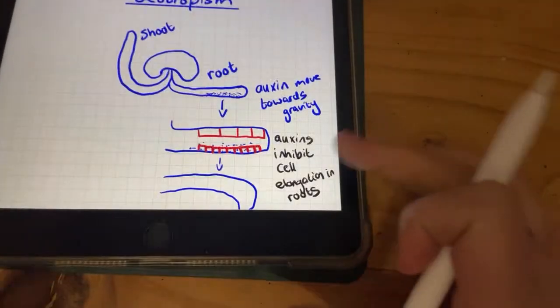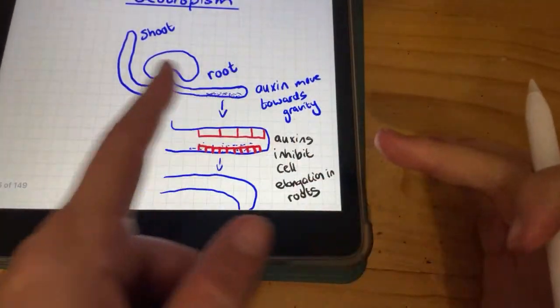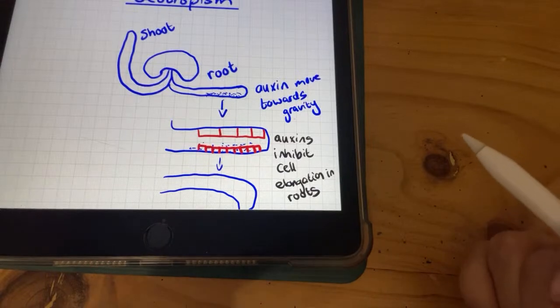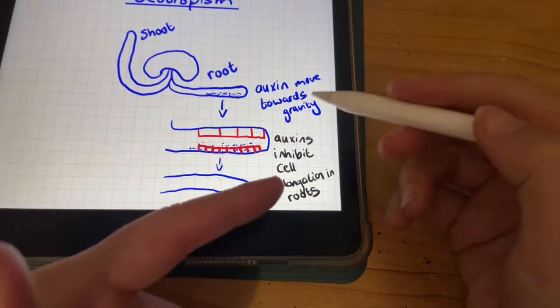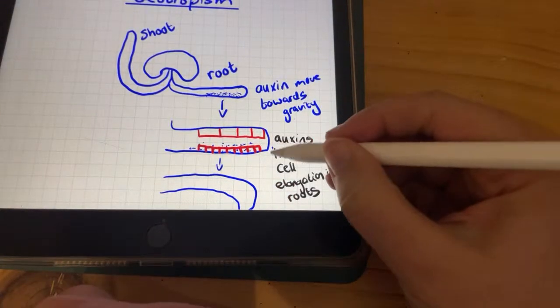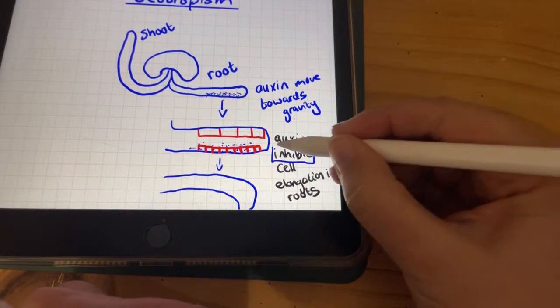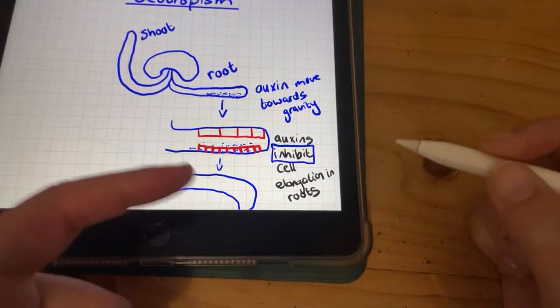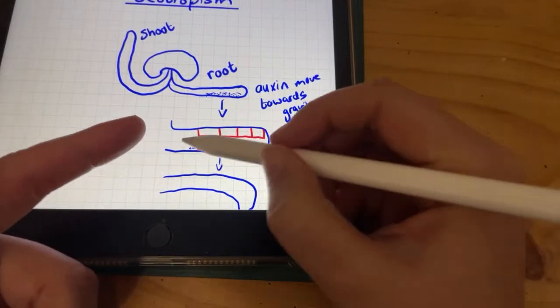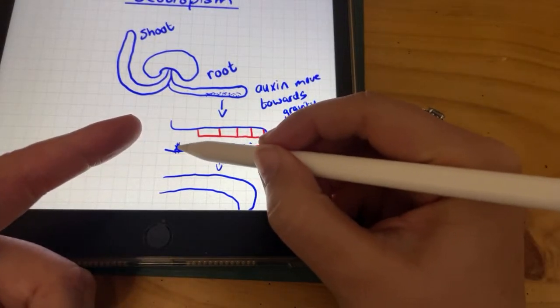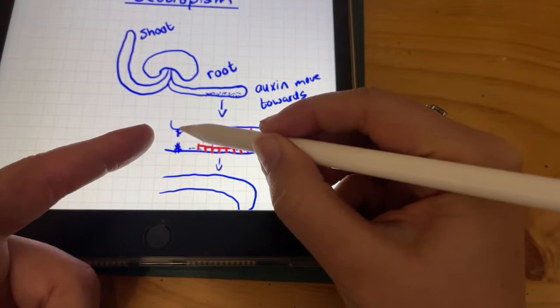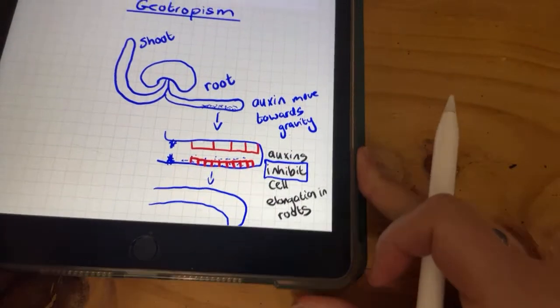Now, again, everyone, I want to remind you that if you are doing a geotropic explanation, you are going to have to say whether or not the auxin is inhibiting or stimulating. So here was me mentioning inhibiting. And you need to tell me what's happening on the side of the auxins and tell me what's happening on the opposite side too as well.